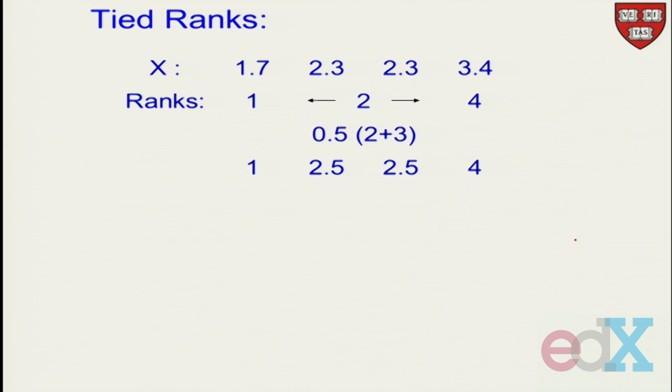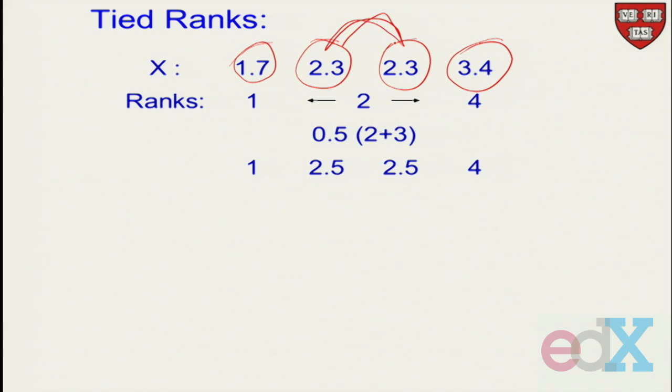Now, let me quickly remind you about ranks. For example, if we have these four observations, 1.7, 2.3, 2.3, 3.4, we would give them ranks 1, 2, 3, 4, except we say these two are equal. So what happens there? This is what we call tied ranks. What we could do is say both of these are the second smallest, so we'll give them rank 2. Or we could say both of those are the second largest, so we'll give them rank 3.